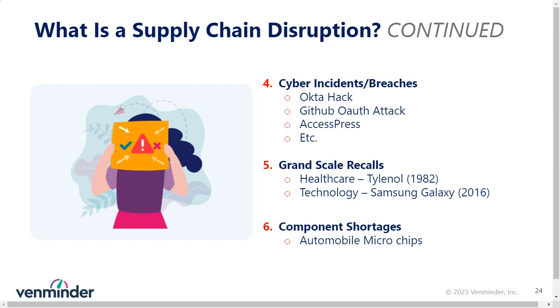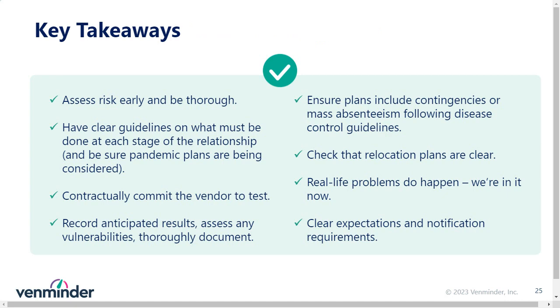Now, let's wrap up with a few best practices for reviewing business continuity and disaster recovery plans. You'll want to assess risk early and be as thorough as possible. Have clear guidelines on what must be done at each stage of the relationship, pre- and post-contract signature. Contractually commit the vendor to test their plans. Record anticipated results, assess any vulnerabilities, and thoroughly document those. And I recommend that the vendors test their plans at least annually.